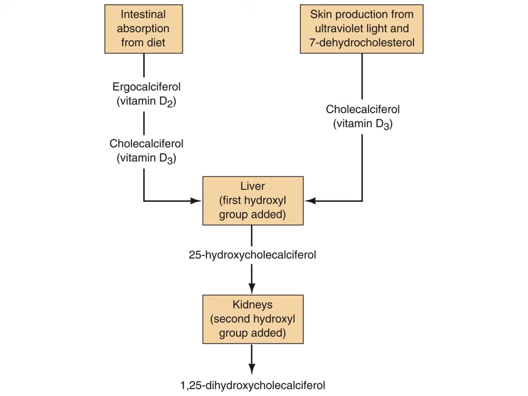And so at the liver, we're going to add our first hydroxyl group and have 25-hydroxy cholecalciferol. At the kidneys, we'll add a second hydroxyl group and get 1,25-dihydroxy cholecalciferol. And now the vitamin D is actually active and going to have an effect on the body.